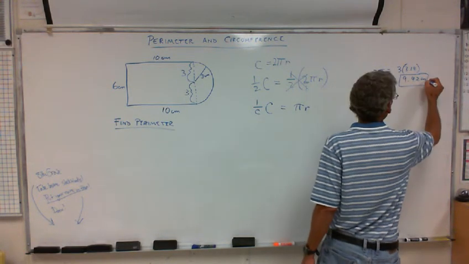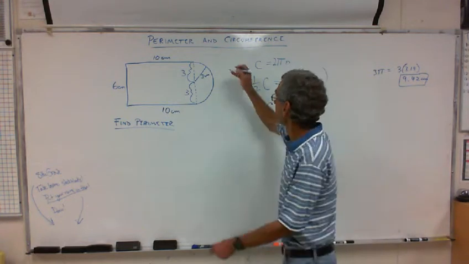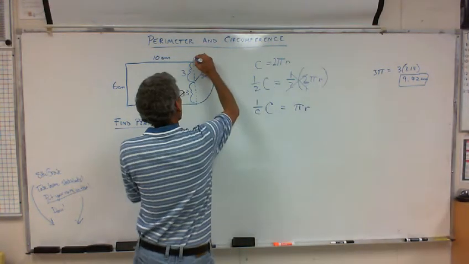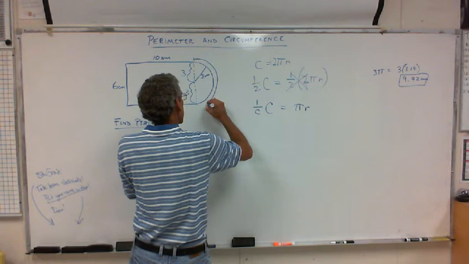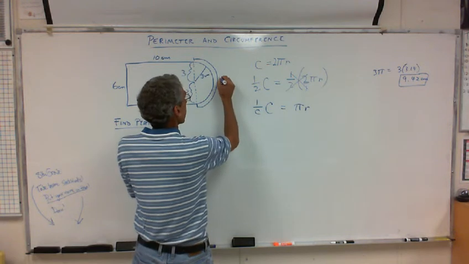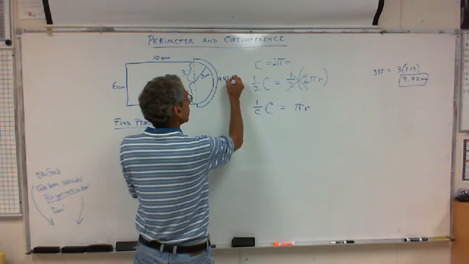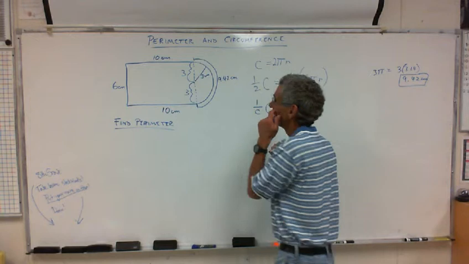That is the circumference of half the circle. So this from here all the way over to here is 9.42 centimeters. You guys with me?